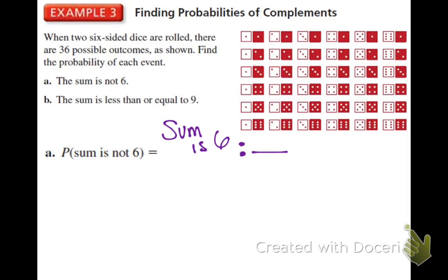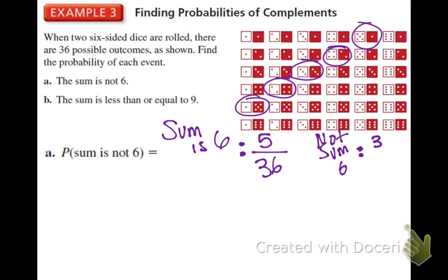How many total outcomes are there? 36. So let's go ahead and look at the 1. 1 plus what is 6? 1 and 5, 2 and 4. You're going to find a pattern. 3 and 3, 4 and 2, and then 5 and 1. So how many of them have a sum of 6? 5 out of 36. So how many do not have a sum of 6? 31 out of 36, which becomes what percent? 86%.